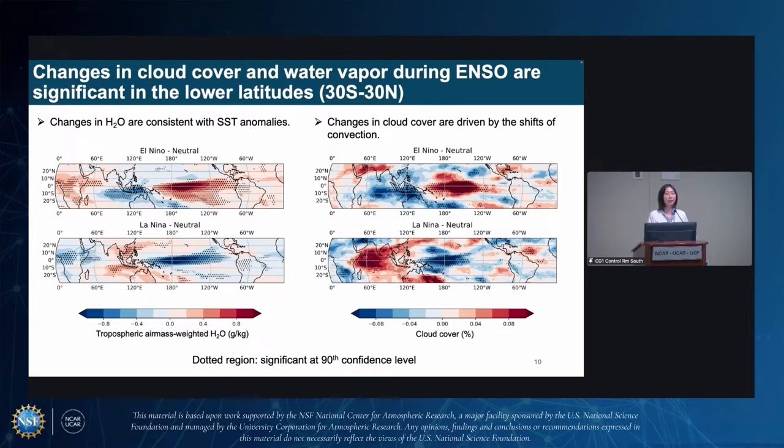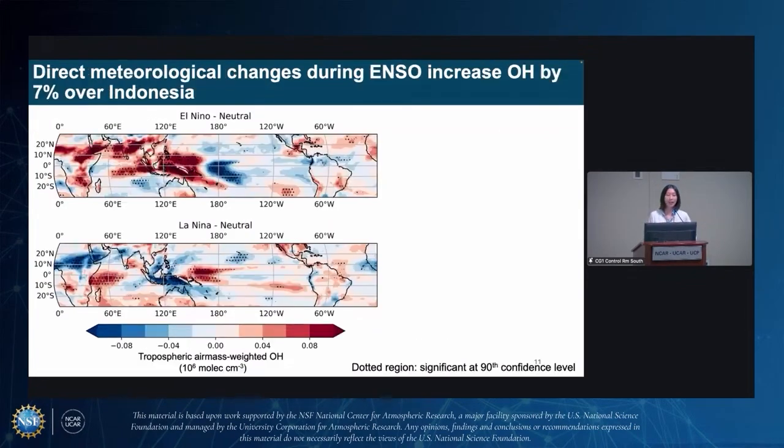So these were showing the changes in the meteorological factors, and next I'm showing you the changes in the water vapor.